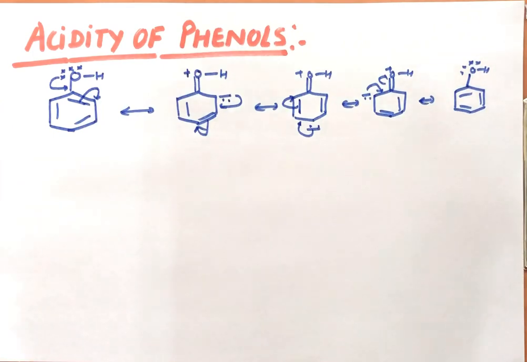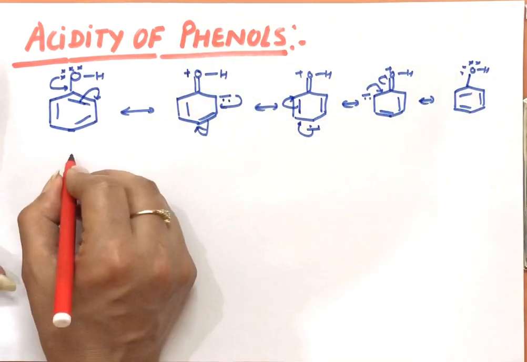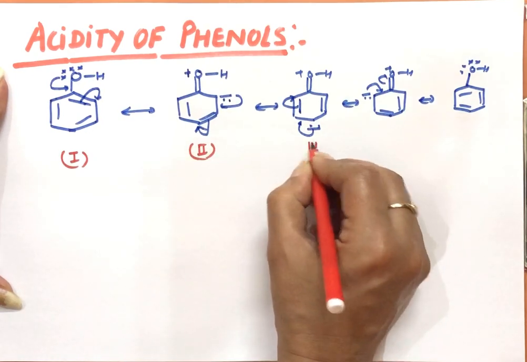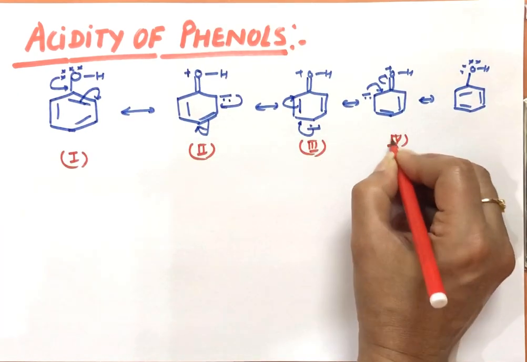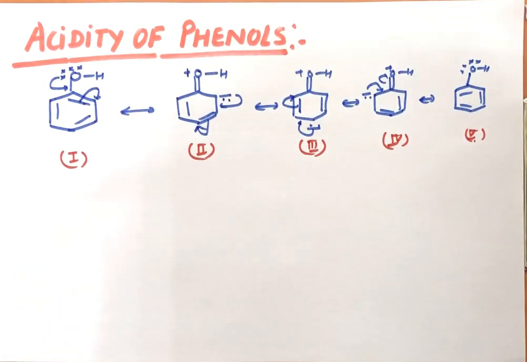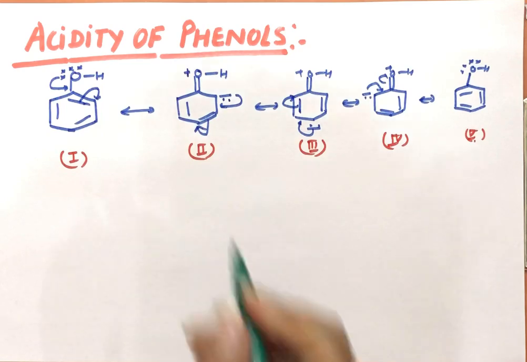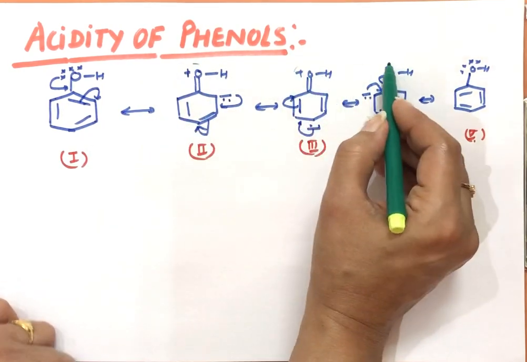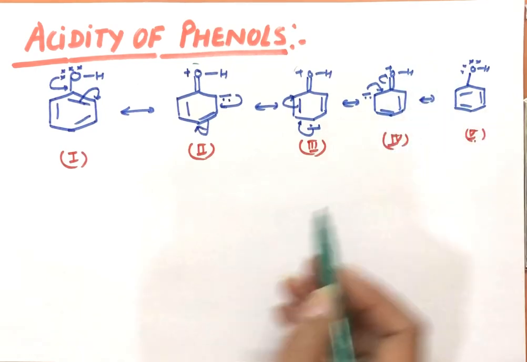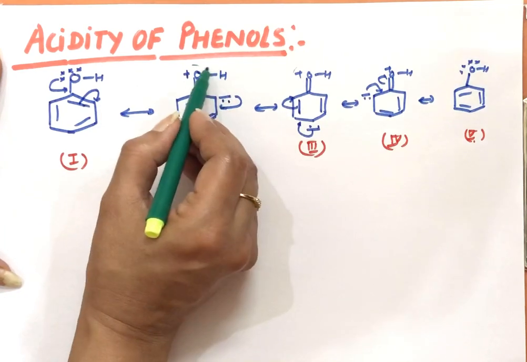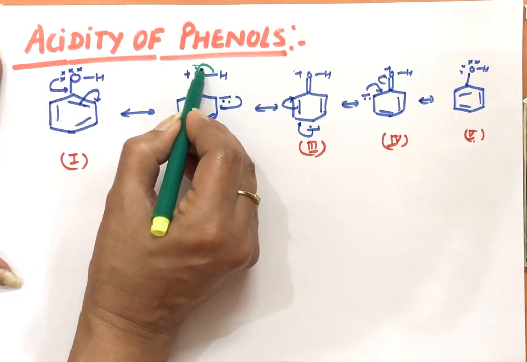Now in these resonating structures, the second, third, and fourth resonating structures, if we see them carefully, we see that there is a positive charge on this electronegative oxygen. This electronegative oxygen has got a positive charge. So due to this, what will happen? This O will become deficient in electrons. To complete its deficiency, it pulls the electrons from this OH bond.